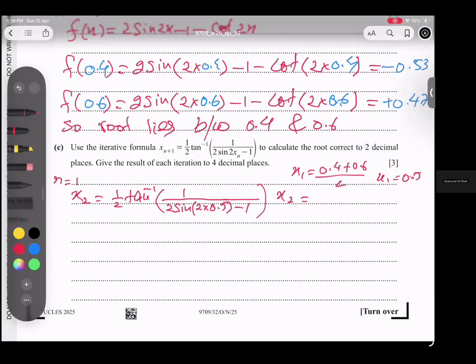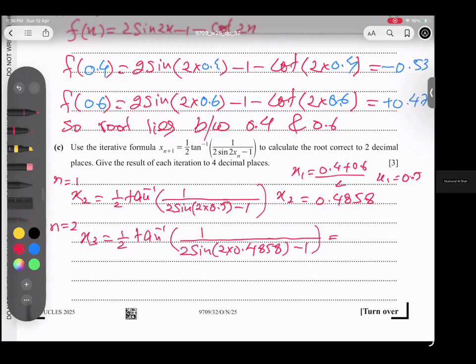Okay, and x2 value I'm getting what? 0.4858. He said 4 dp. Now, students, this value I'm going to plug in here. So I'm saying n value 2. So here x3 is 1 over 2 tan inverse, and in the bracket 1 over 2 times 2 sine, and here 2 times 0.4858 minus 1. So let's see what x3 I get. I'm replacing that number with the answer, and I'm getting here, students, 0.4967.